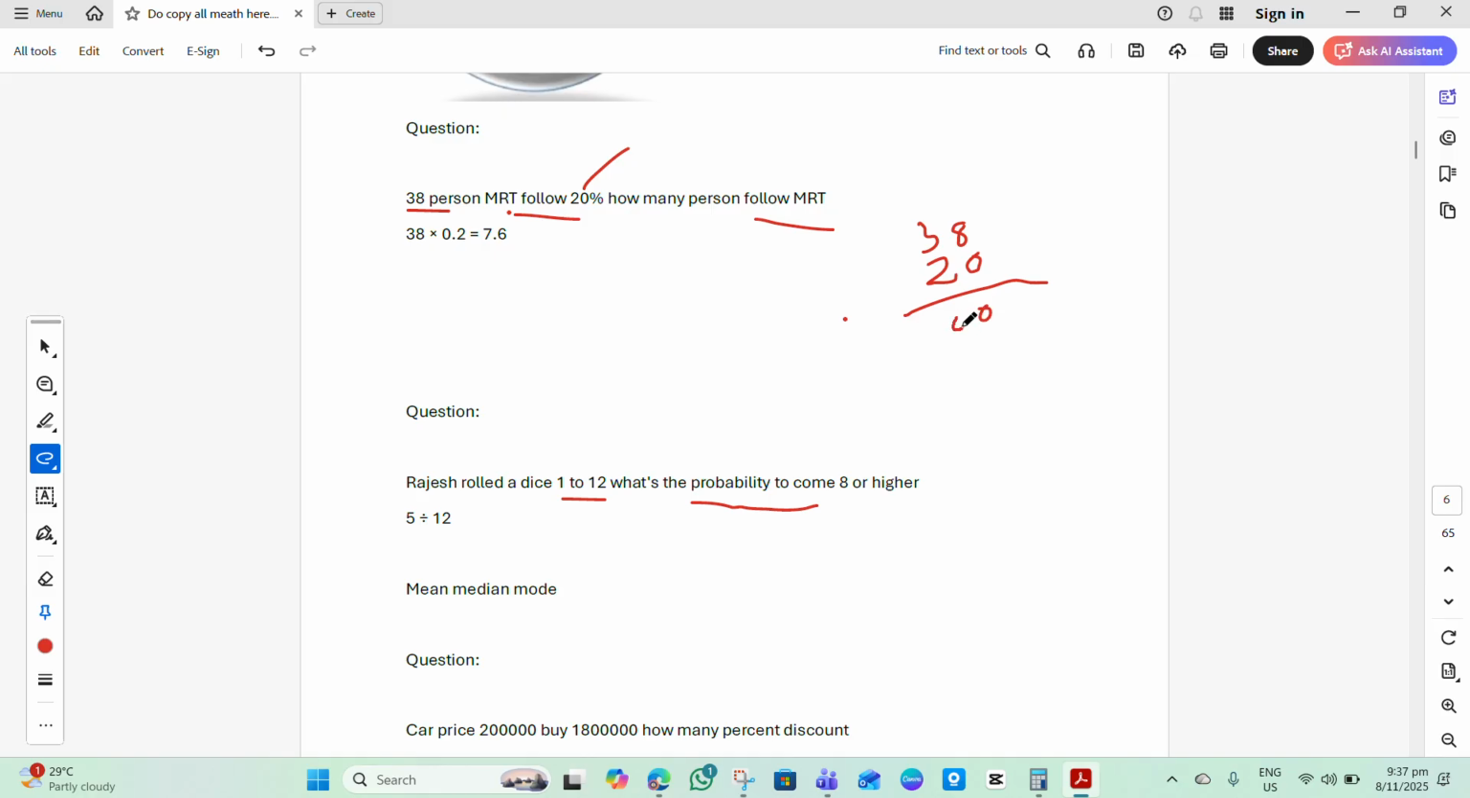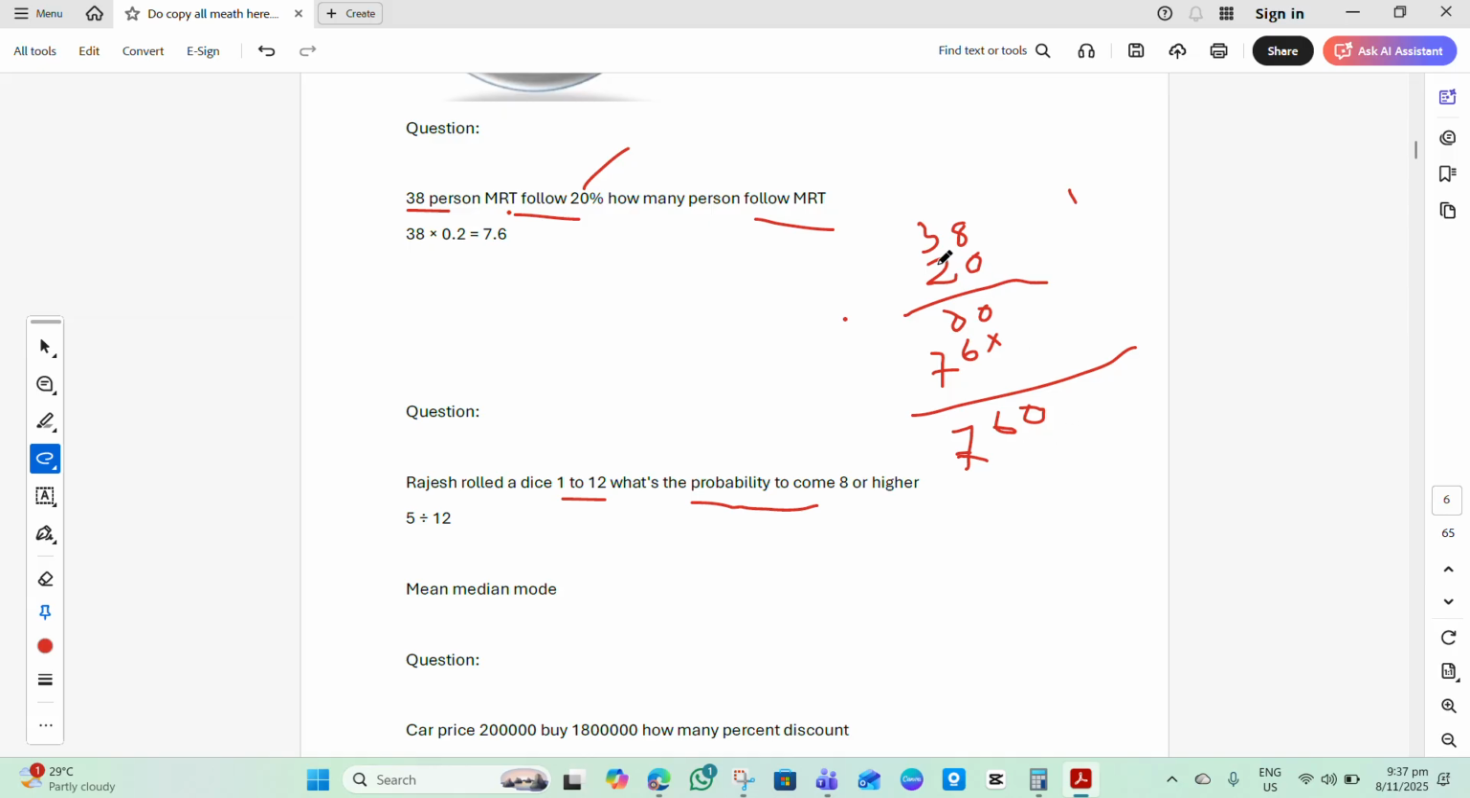Okay, like this, 38 you need to multiply by 20. Let's say 0.20. Then 2 times 8 is 16. So 7.6.